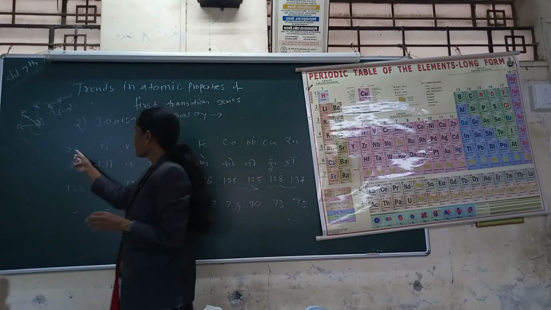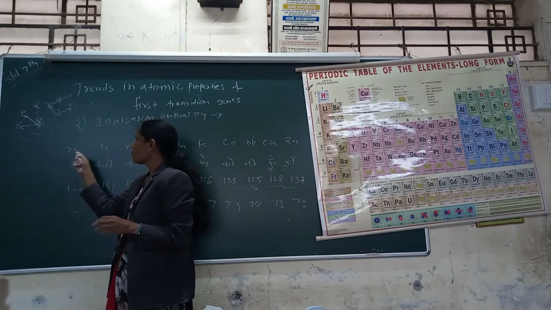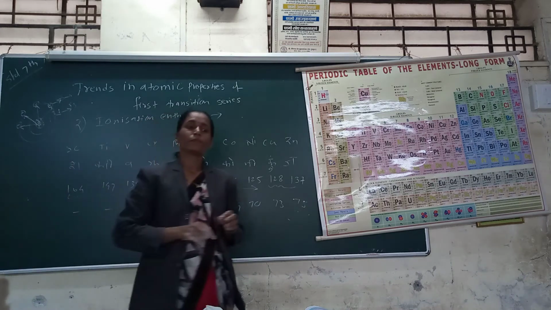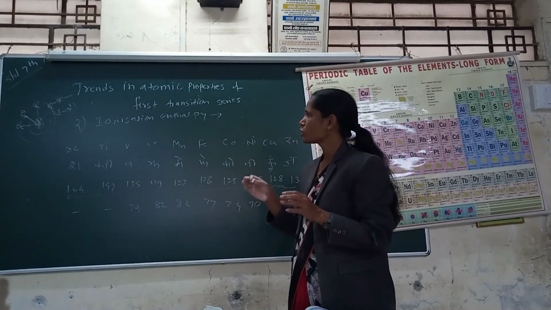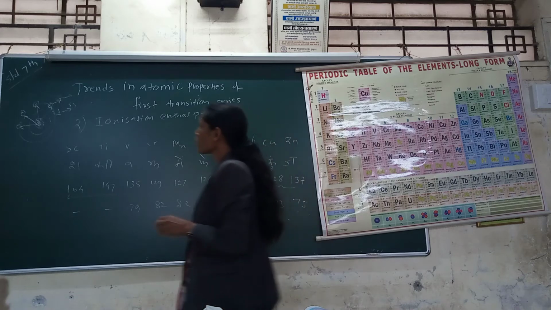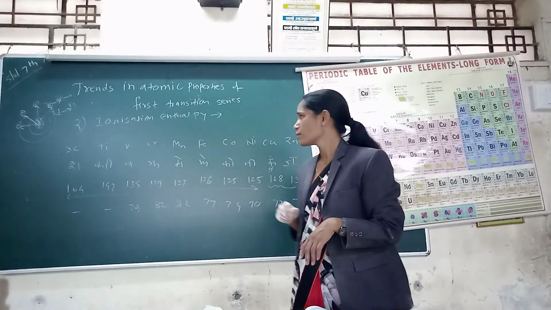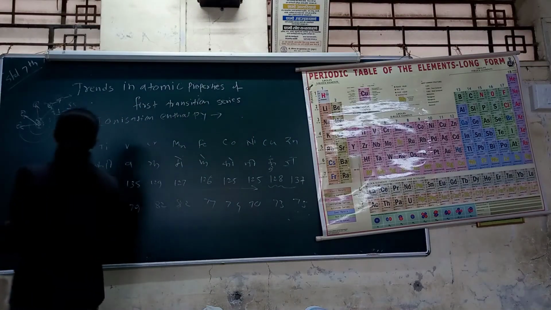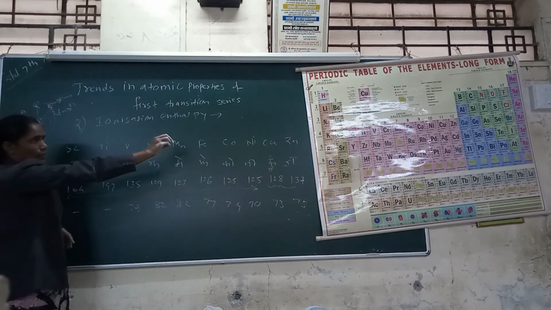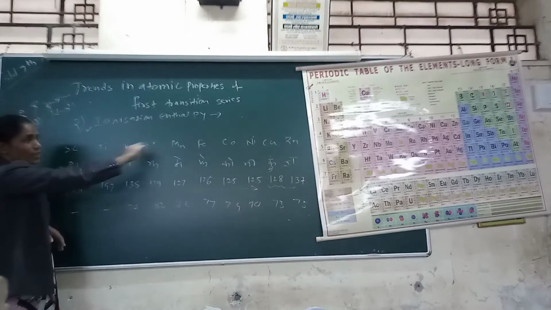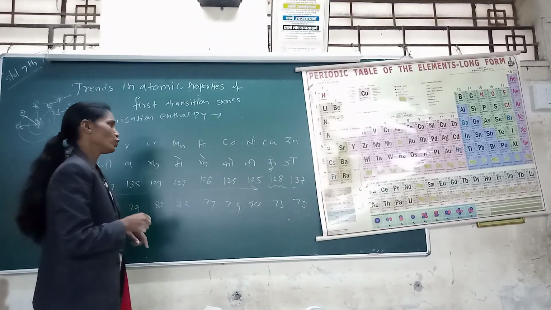When scandium loses one electron and acquires a +1 charge, energy is required for this reaction. This energy is called ionization enthalpy, the energy for formation of an ion. The trend of ionization enthalpy is opposite to the atomic radius. If the atomic radius decreases from scandium to zinc, then ionization enthalpy increases. Atomic radius and ionization enthalpy are opposite to each other.